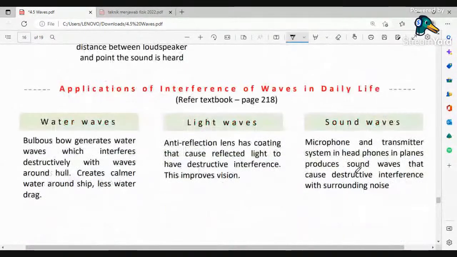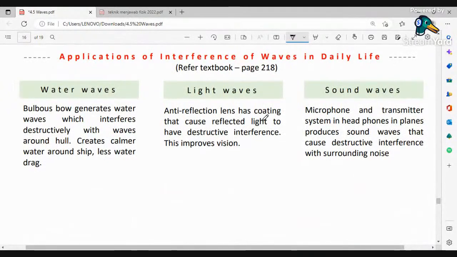Okay, now let's look at the next: interference of waves in daily life. Water wave: a bulbous bow generates water waves which interfere destructively with waves around the ship. You can look at the bottom of the ship, where we have this component below. It creates calmer water around the ship and less water drag.